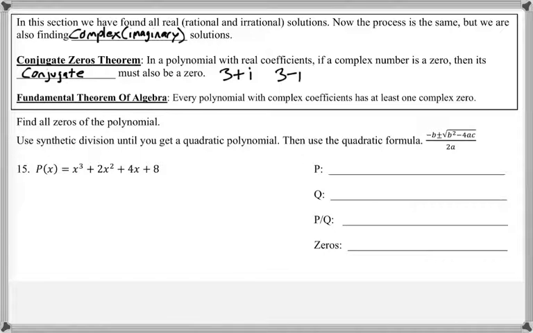Okay, so again, we don't really use the Fundamental Theorem of Algebra too much, and the Conjugate Zeros Theorem is just something to be aware of. But our process is basically the same. So even if we didn't talk about this, our process is the same.